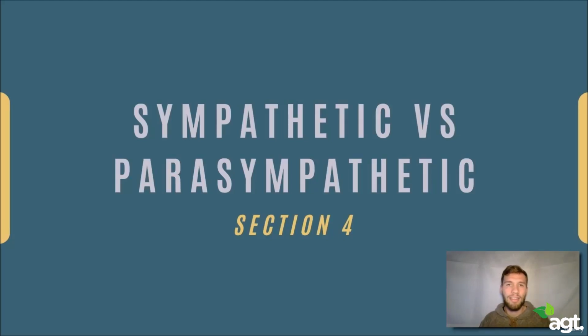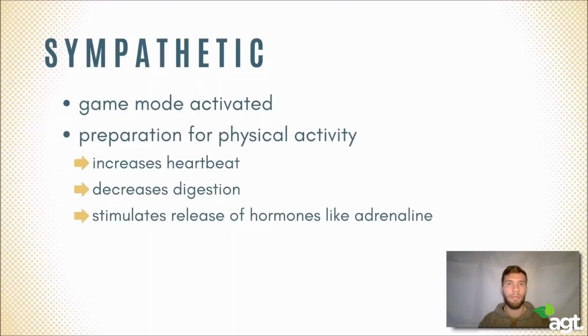It becomes pretty complex and extensive when we go into the details of the sympathetic and the parasympathetic nervous system. We just need to understand the basics. The sympathetic nervous system, or the sympathetic state, kind of means game mode activated. So that's the state where we prepare for all kinds of physical activity, which means our heartbeat increases, our digestion decreases, and the release of hormones like adrenaline, for instance, gets stimulated. All of that is essential for performing our sport and for competing at a high level. So to enter that sympathetic state when exercising is crucial for high performance.